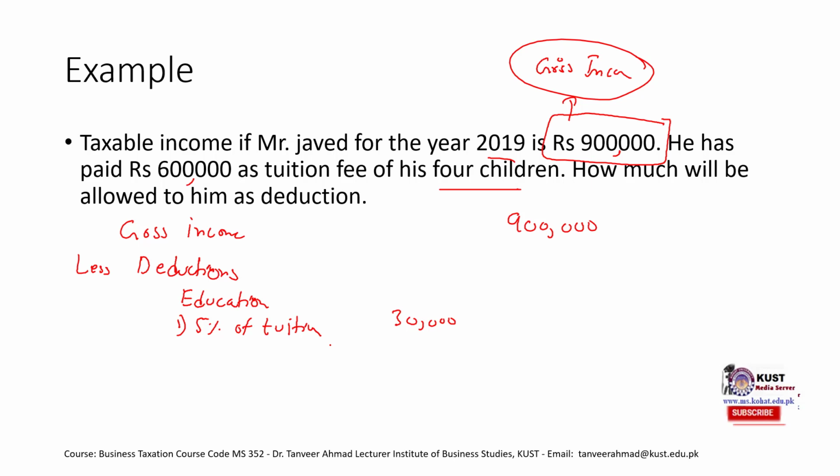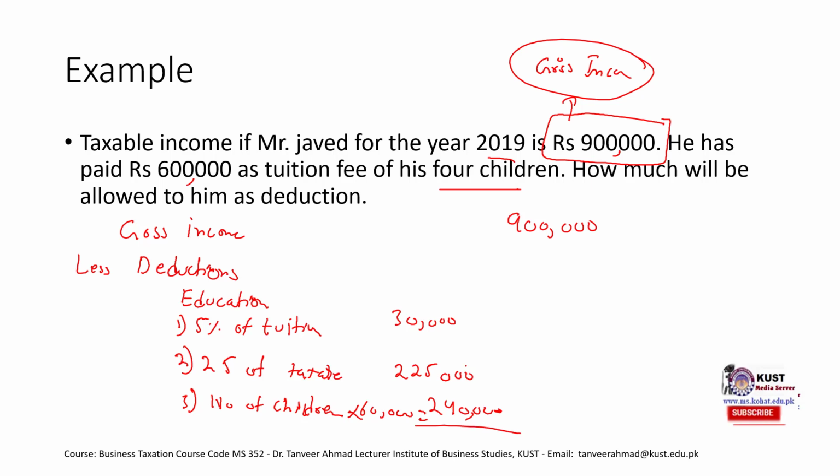Okay, sorry, we are calculating the deductions that are allowed, right? Second is 25% of the taxable income. So 25% of this taxable income, 9 lakh rupees, would become 2 lakh 25,000. Third is number of children multiplied by 60,000. This would become 2 lakh 40,000.